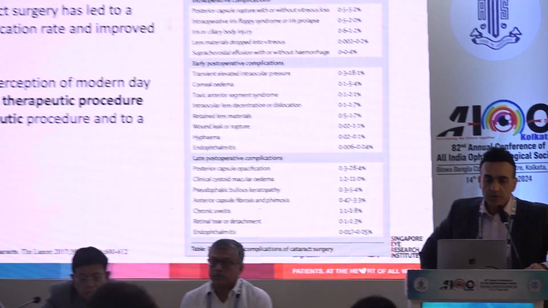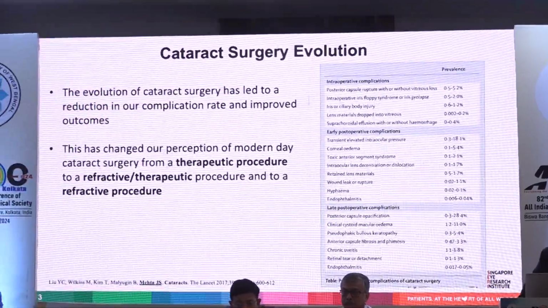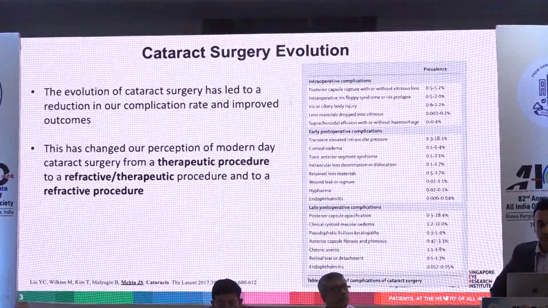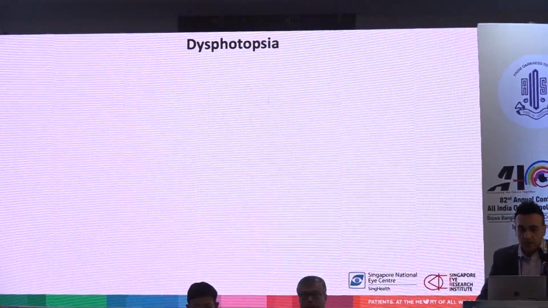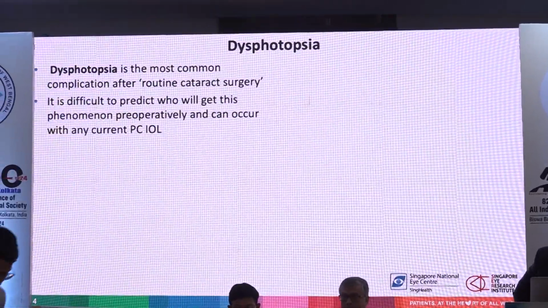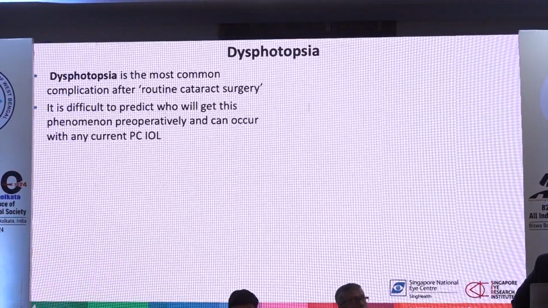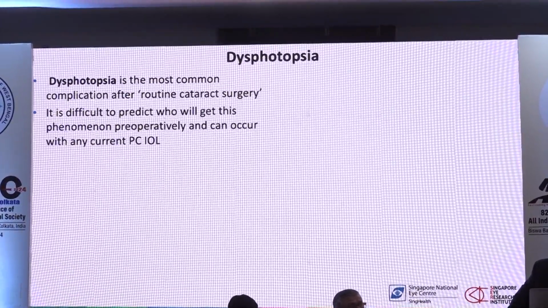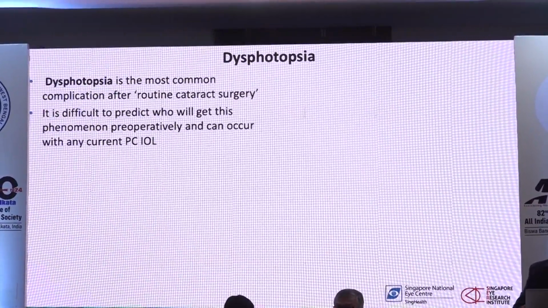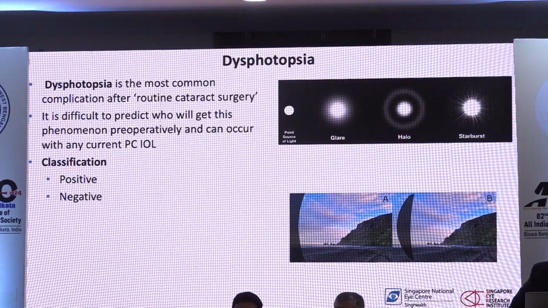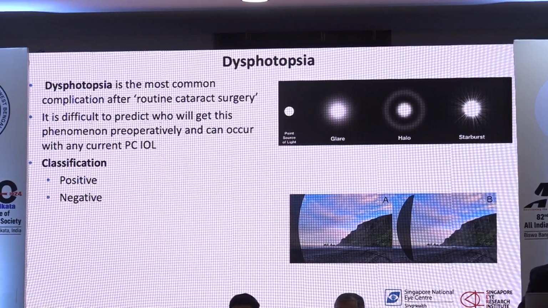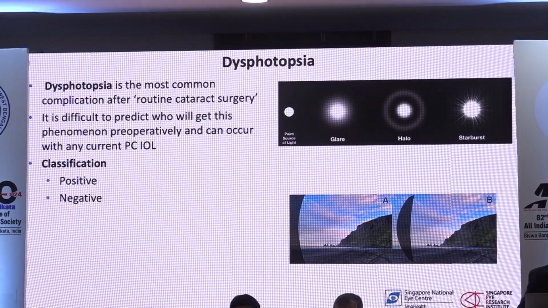As you've heard from the previous speakers, the evolution of cataract surgery has led us to a situation where cataract surgery now is really a refractive procedure, not purely a therapeutic procedure. Dysphotopsias are the most common cause of complications following routine cataract surgery. This can occur with any of the conventional posterior chamber IOLs that we currently use in the market. You can classify them as positive and negative, and you can see from the pictures above how these appear to the patients.